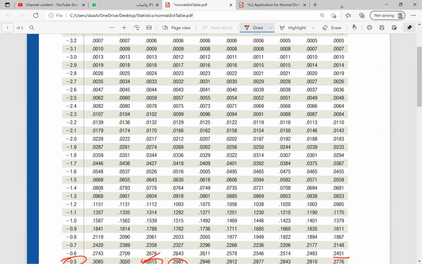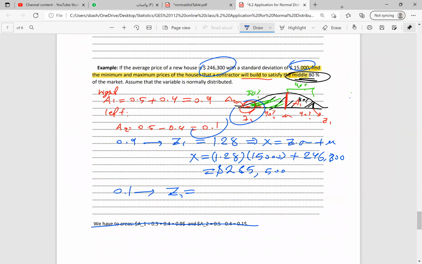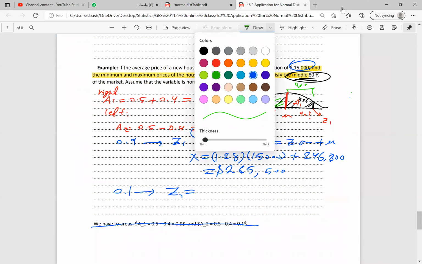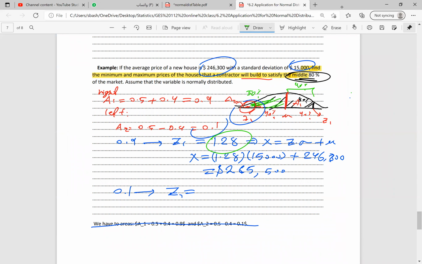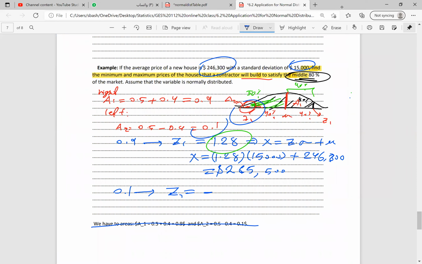Need to find, okay, this will be the closest one. 0.1003. And this is corresponding to minus 1.2 and up will be 0.08. So you can see that if we got the positive one, the negative one will be the same, but with negative sign. The positive was 1.28. The negative one, or the left one, will be minus 1.28.